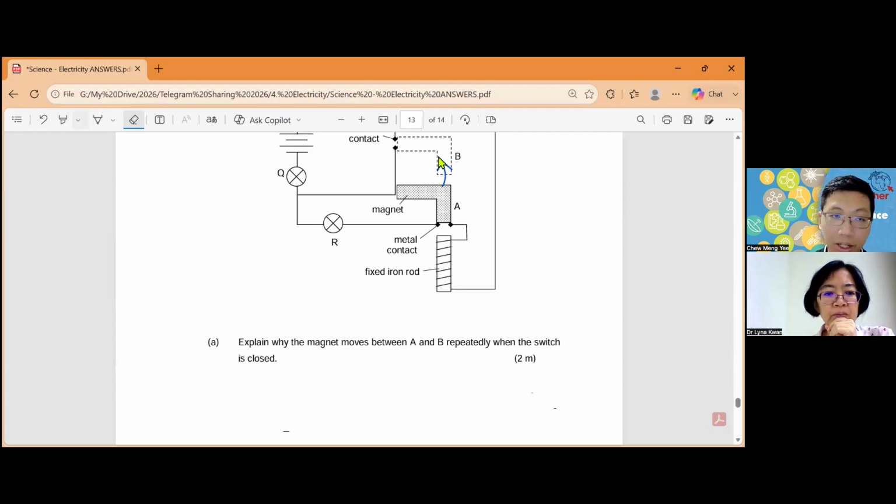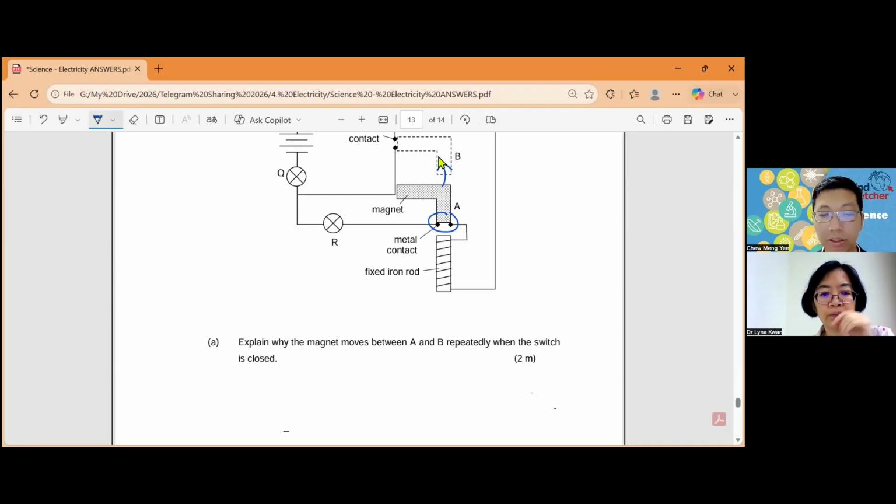But once it moves up, what happens here? The magnet is supposed to close the circuit here. But once it's repelled, this becomes an open circuit. Correct?